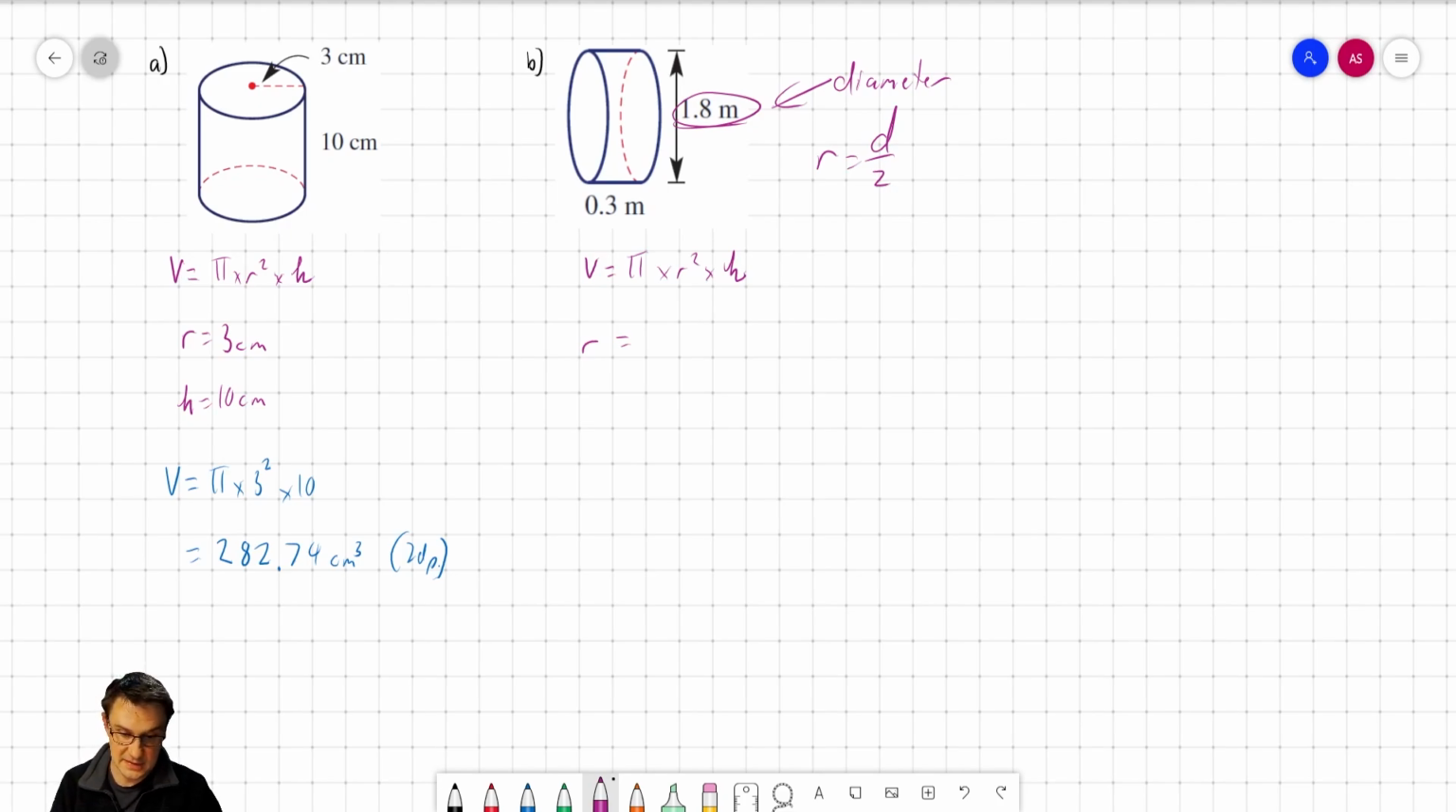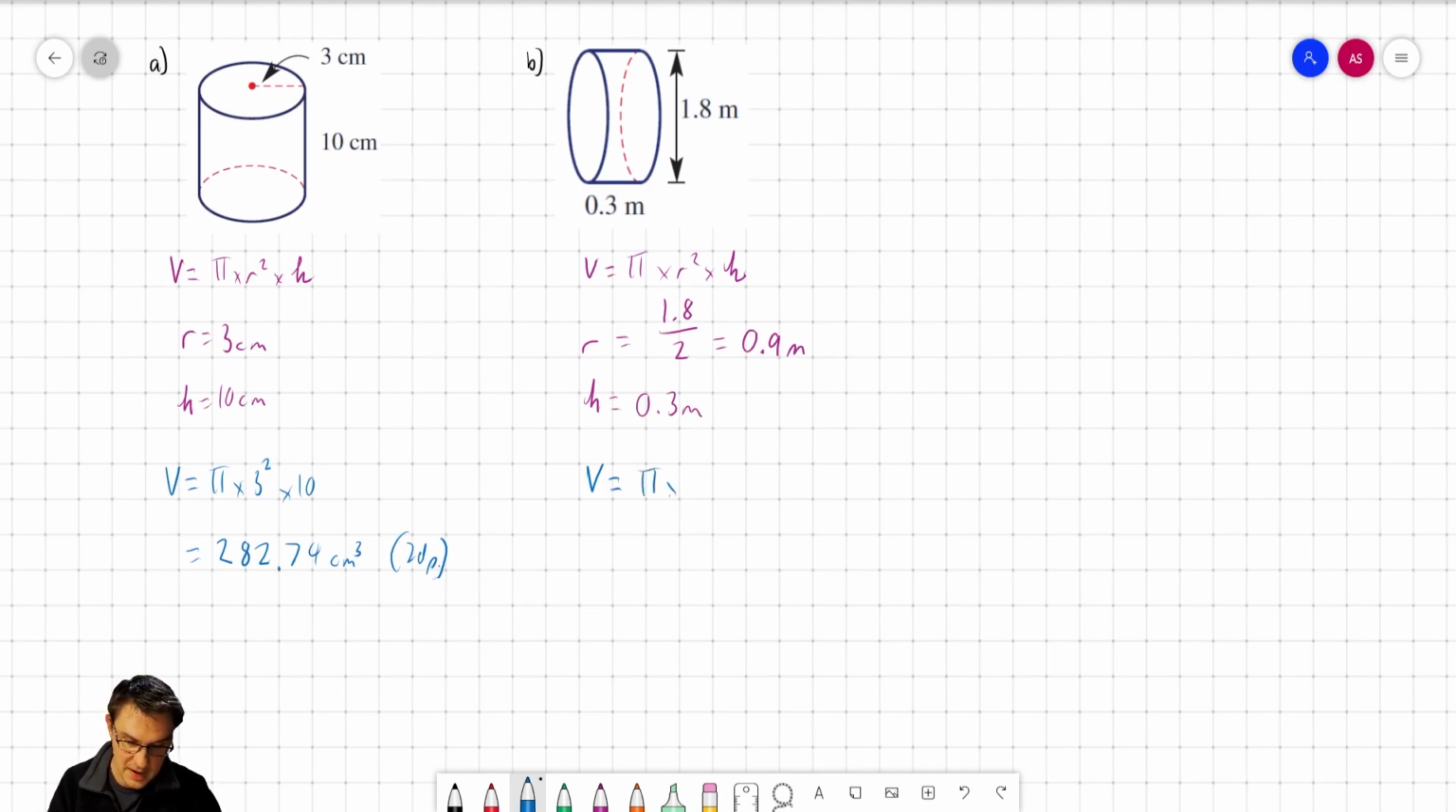So in this instance, our radius is going to be 1.8 over 2, and that's going to give us 0.9 meters. So that's how we've gotten the radius now. And our height in this instance is going to be 0.3 meters. So h is equal to 0.3 meters. So from here, what we need to do is substitute these into the formula. So we're going to have pi times 0.9 squared times 0.3.